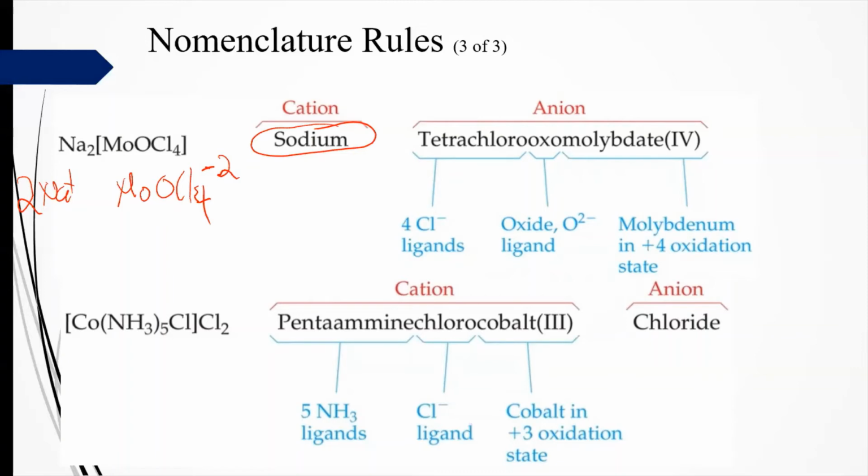And so then when we start to name our complex, we need to name our ligands first. So we have 4 chlorines and we have 1 oxide ligand. So we're doing our 4 chlorines and then our 1 oxide because C comes before O. So we call that 4-chloro, so tetrachloro. Then we have our oxide, which is oxo.